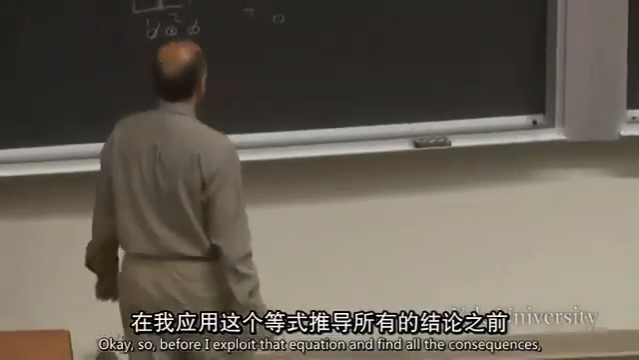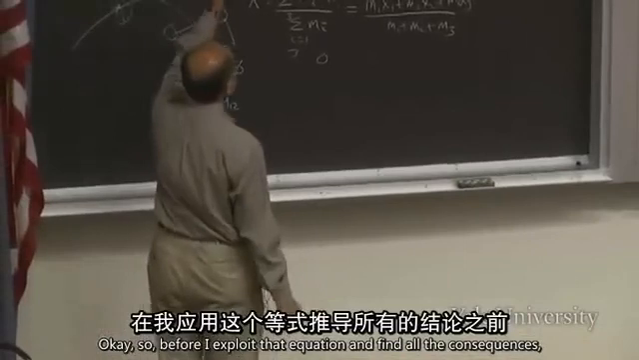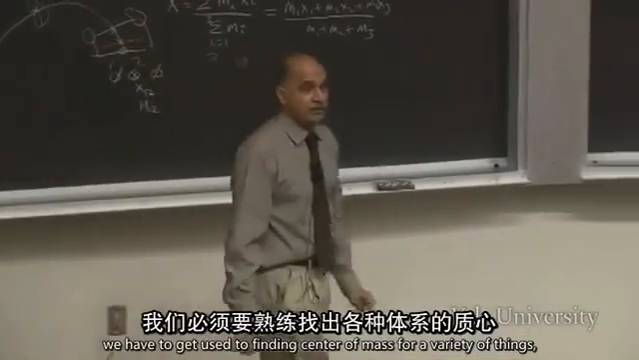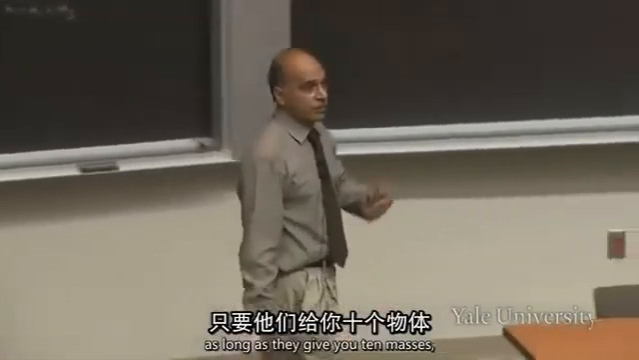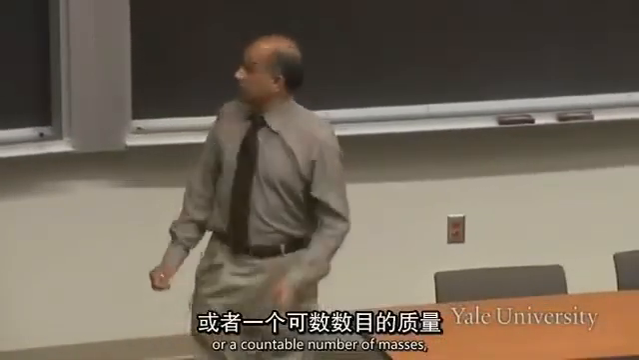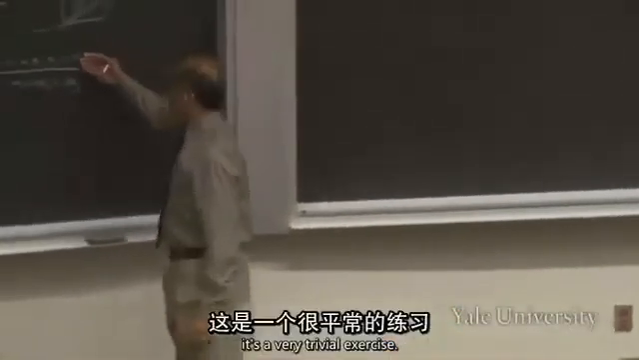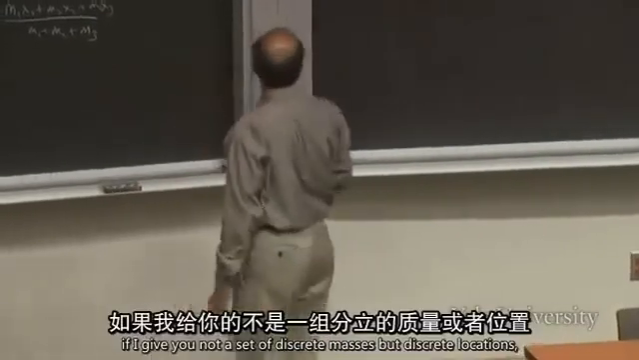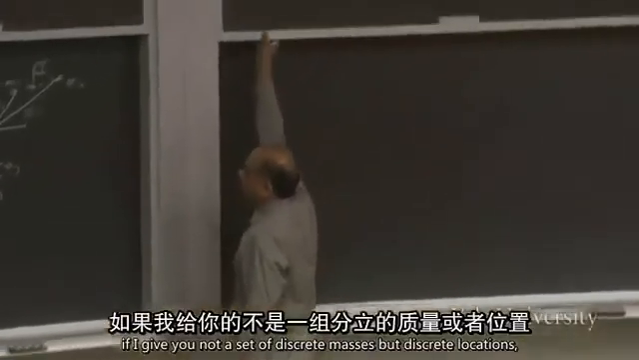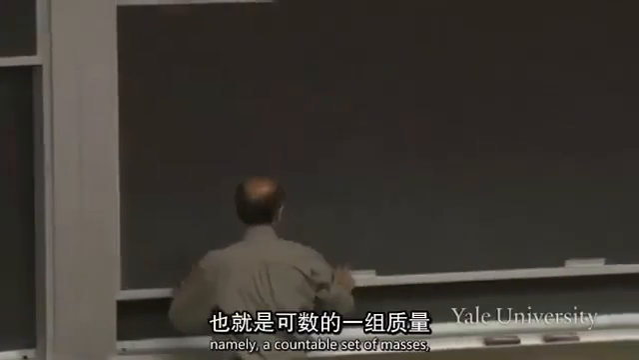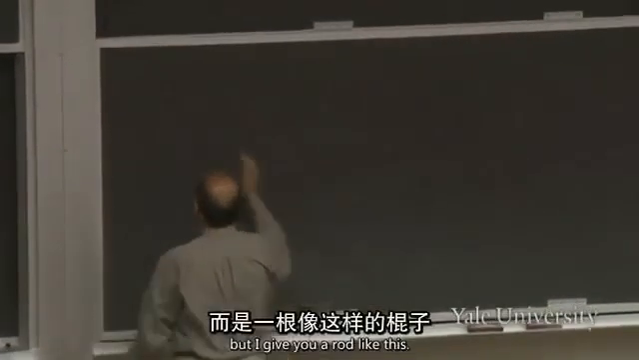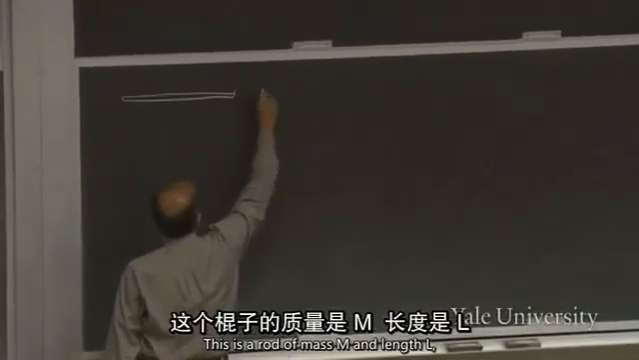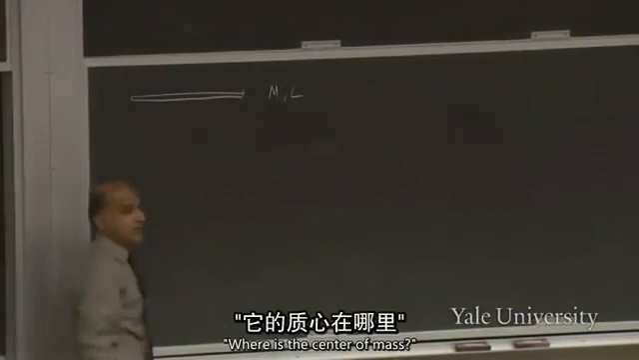Okay, so before I exploit that equation and find all the consequences, we have to get used to finding center of mass for a variety of things. As long as they give you 10 masses or a countable number of masses, we just got to plug it in here. It's a very trivial exercise. Things become more interesting if I give you not a set of discrete masses with discrete locations, but I give you a rod like this. This is a rod of mass m and length L, and I say, where is its center of mass?